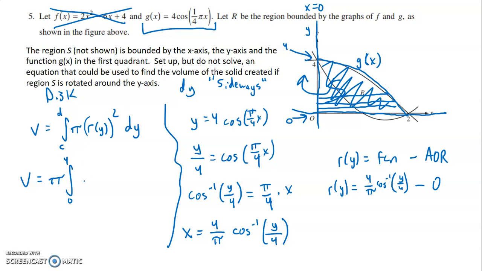My radius, and again, I'm going to need to square it. So my radius is the function minus the axis of rotation. So 4 over pi cosine inverse of y divided by 4 minus 0. And you do want to make sure you put the minus 0 in there because you need to show that you've thought about the axis of rotation.